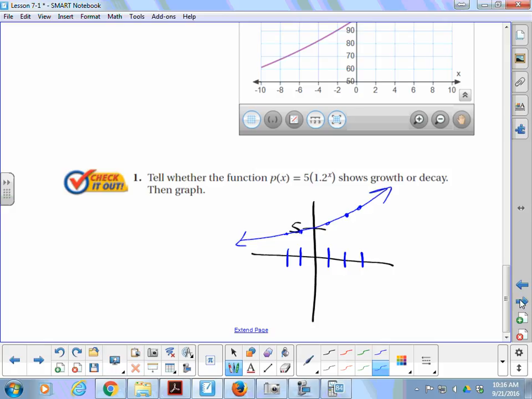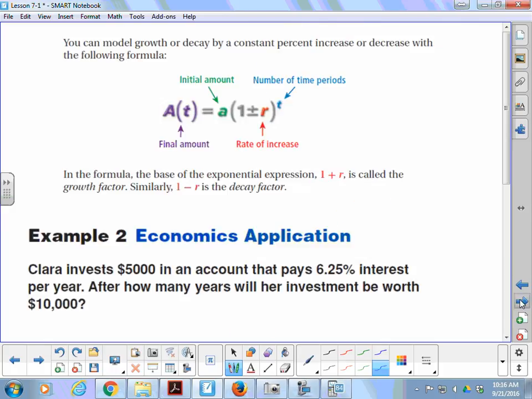All right, growth and decay. We'll start with growth. Here is the formula we're going to be using for growth and decay. You'll notice that it has plus or minus in there, because the plus is for growth and the minus is for decay. And the variables are very important for us. We're going to be using A of t, or some function of t, because usually time is our variable.